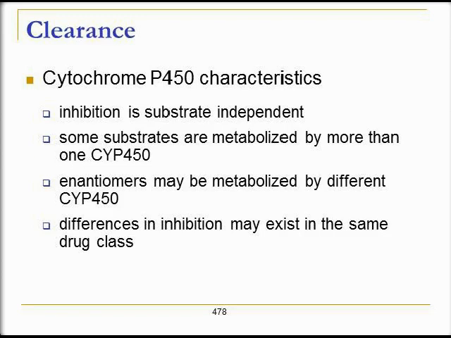Enantiomers may be metabolized by different CYP450 enzymes. Warfarin is a prime example of that, where the active warfarin is metabolized by 2C9, and so that's where you see the drug interactions. And differences in inhibition may exist in the same drug class, and the example of that is macrolides. H2 blockers are the same thing. You can't just say H2 blockers are going to have the same CYP effect, or macrolides are going to have the same CYP effect, because that's not the case.